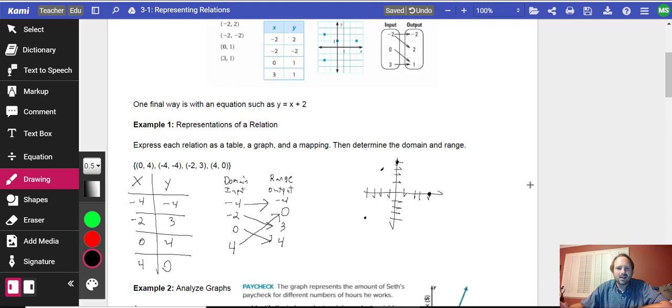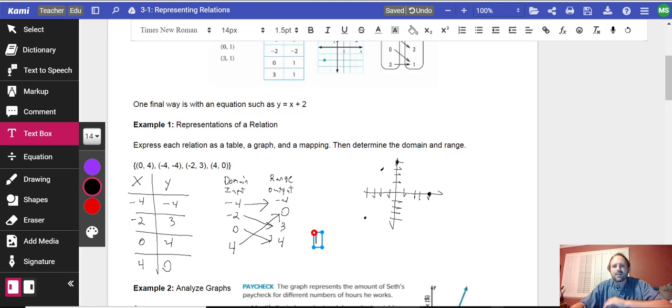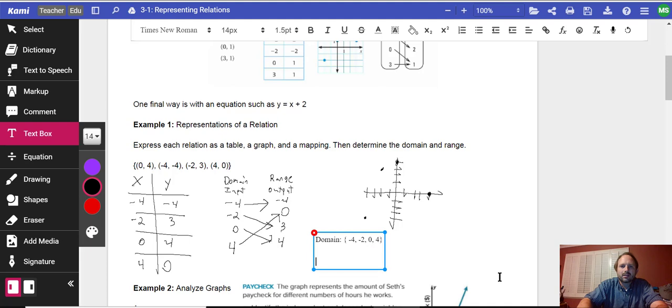All right, let's go on. Before we go on, I would write this for the domain and the range. I would say the domain would include -4, -2, 0, and 4. Whereas the range, the y value, the output, is -4, 0, 3, and 4. There we go. Let's go on.